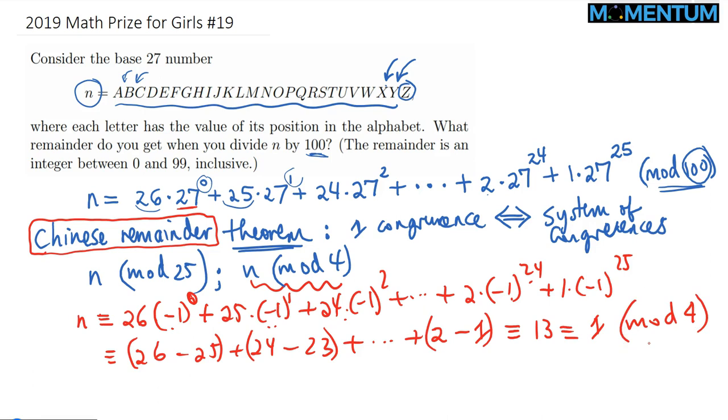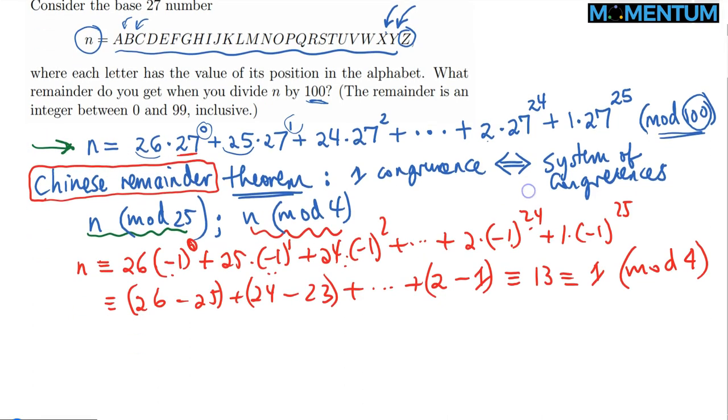Okay, so what's next? Well, we are done with modulo 4. Now the second part of the question, we need to also evaluate this number n modulo 25, and then we will have our desired result, hopefully. So n is congruent to, okay, let's do a similar strategy.